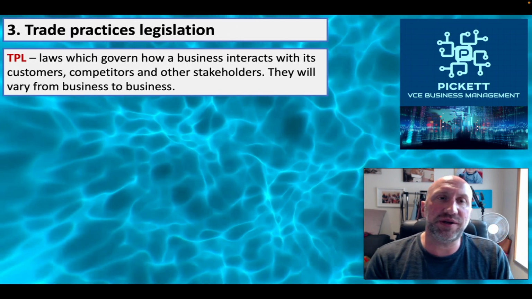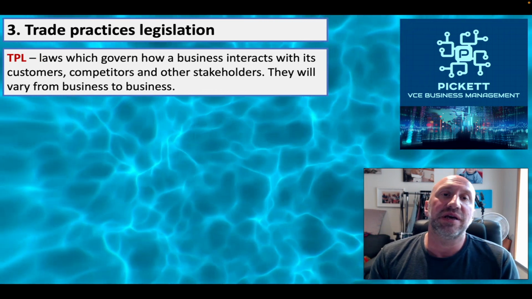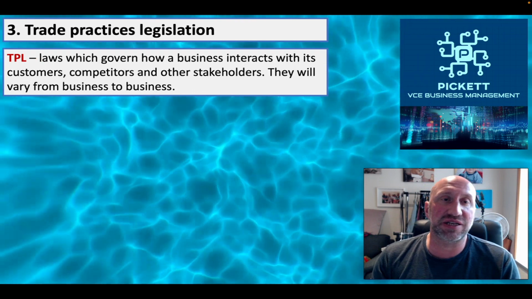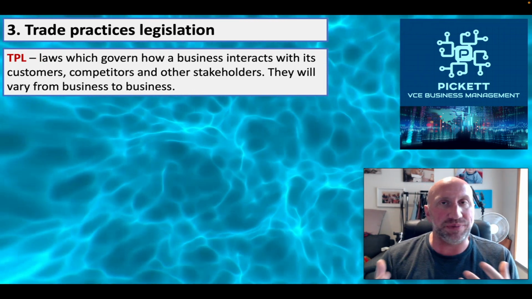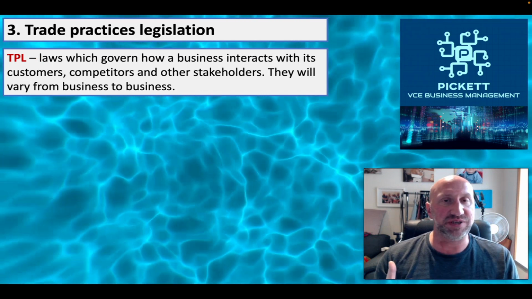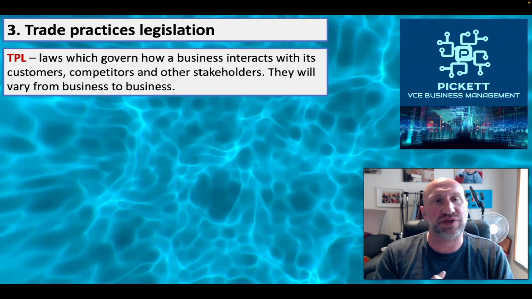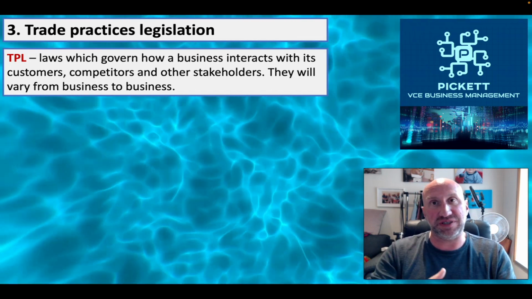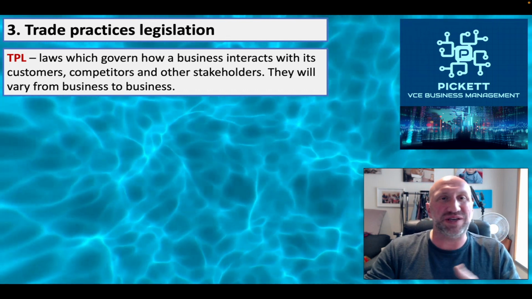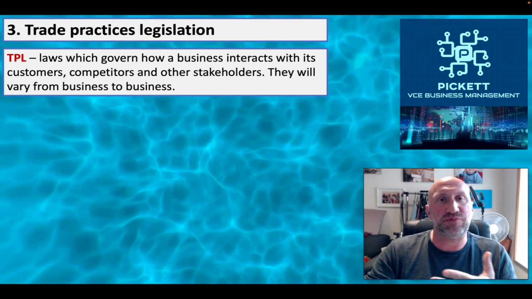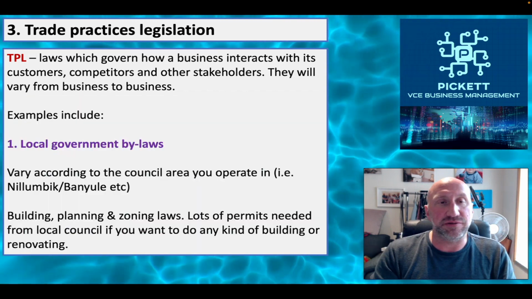Moving on to the third one on our list from the study design key knowledge dot point: trade practices legislation. What we're talking about here is just laws that govern how a business interacts with its customers, competitors, and any other stakeholders that it needs to have interactions with. Okay, now these are going to vary from business to business, industry to industry, sector to sector, but there are always going to be various bits of trade practice legislation that any business is going to have to adhere to.